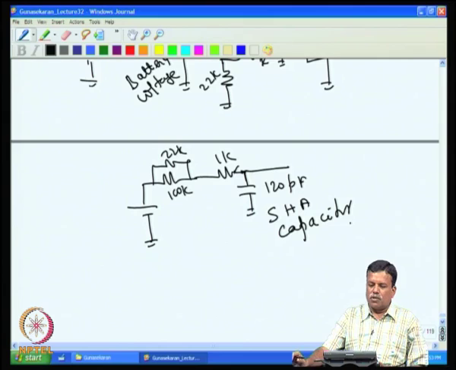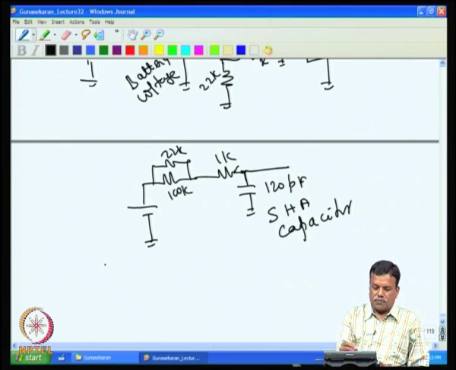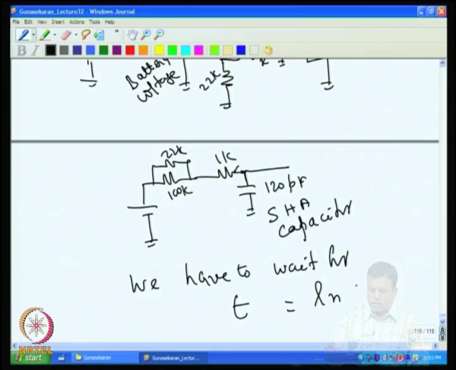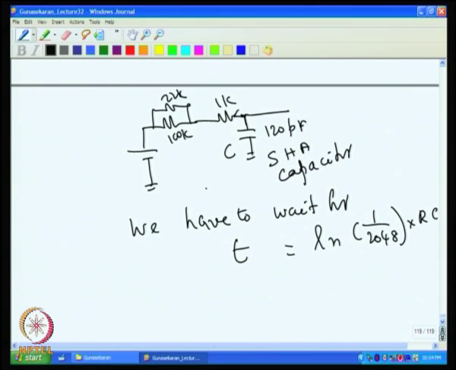So, we had charged the capacitor to half LSB, because it is a 10 bit converter. As we discussed, we have to wait for time t, that is equal to ln(1/2048) times RC, where C is the sample capacitor and R is nearly 20K.